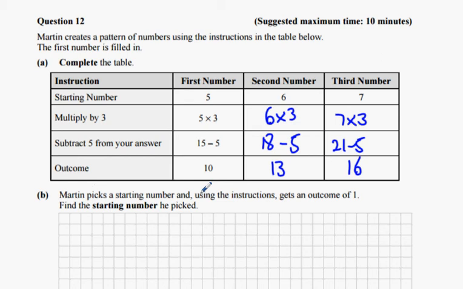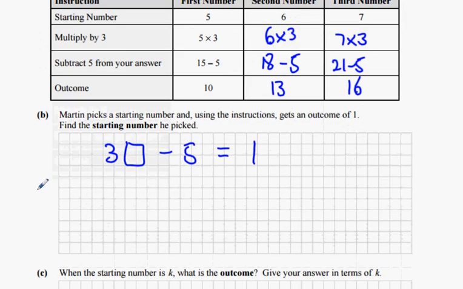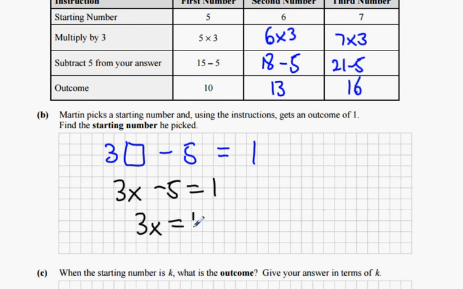Martin picks a starting number and using the instructions gets an outcome of 1. Find the starting number that he picked. Okay, it's going to be 3 times a number, and then we're going to take away 5, and then the answer is going to be 1. Basically, a number represents x. 3x minus 5 equals 1. 3x equals 1 plus 5, because we bring the 5 over the other side. 3x equals 6. x equals 6 divided by 3. x equals 2. That's the way that works.